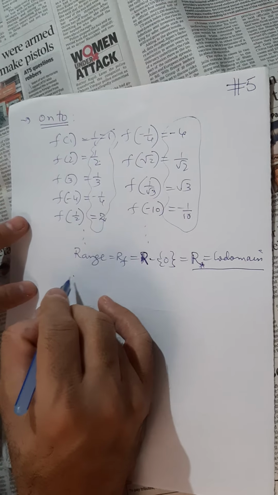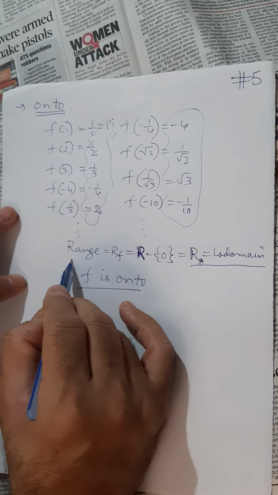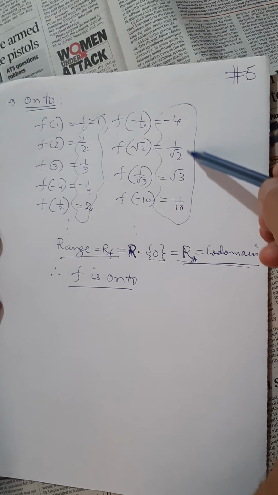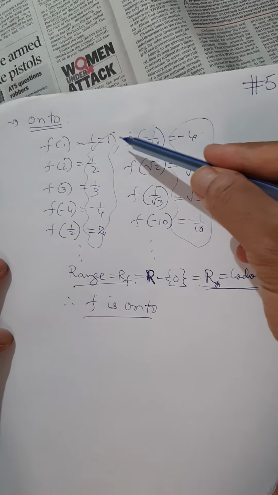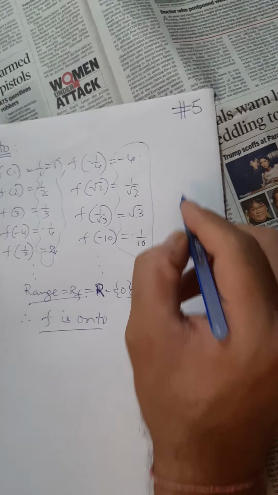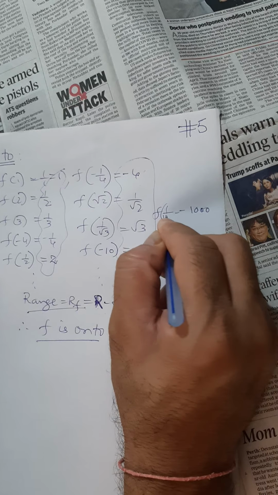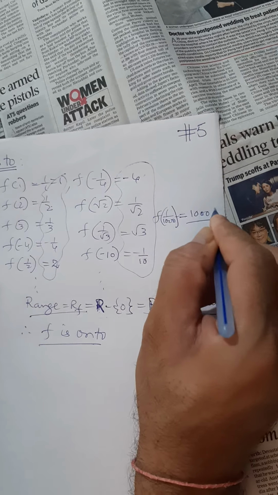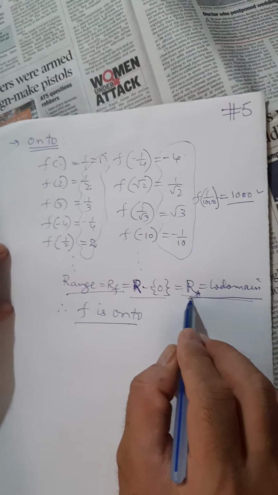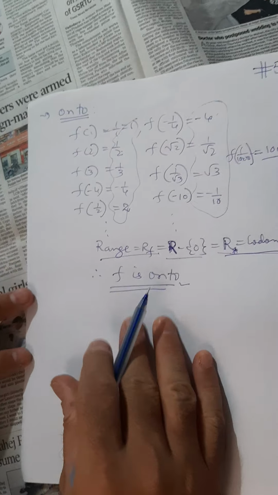So f is onto function, f is onto here. Range of the function equals codomain. You will get all numbers here other than 0. Every number you can find, all real numbers can be obtained. Suppose I want 1000 here, so you take f of 1 by 1000, and you'll get 1000. Every number you will get on the right hand side, that is all real numbers. That is R star, which is codomain, and therefore f is onto.